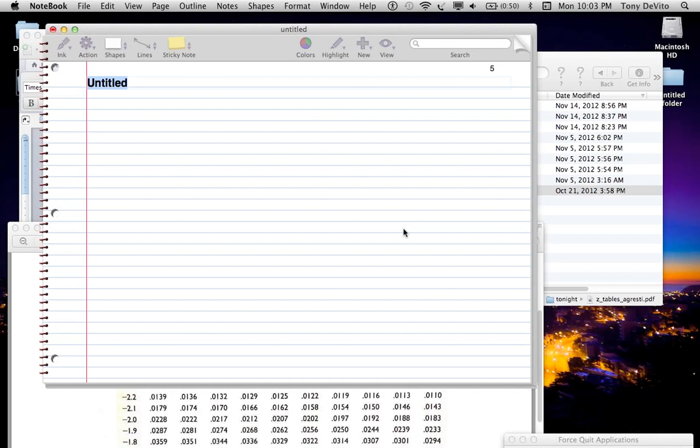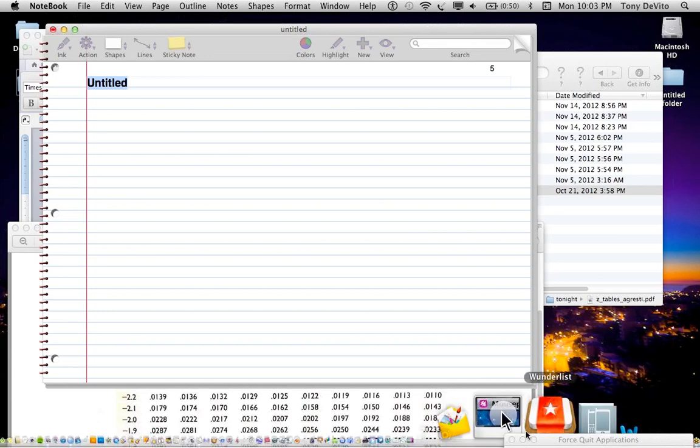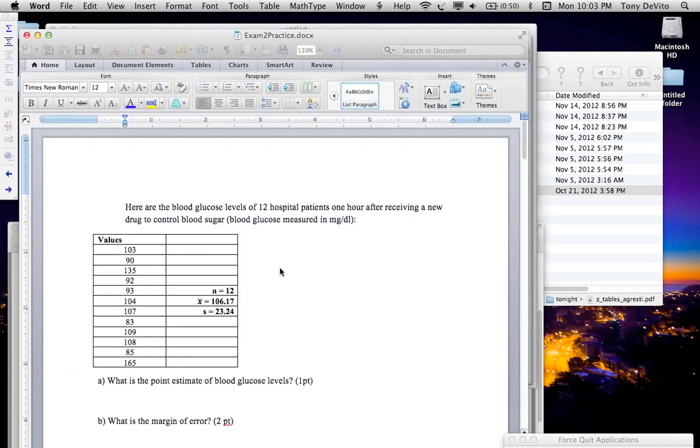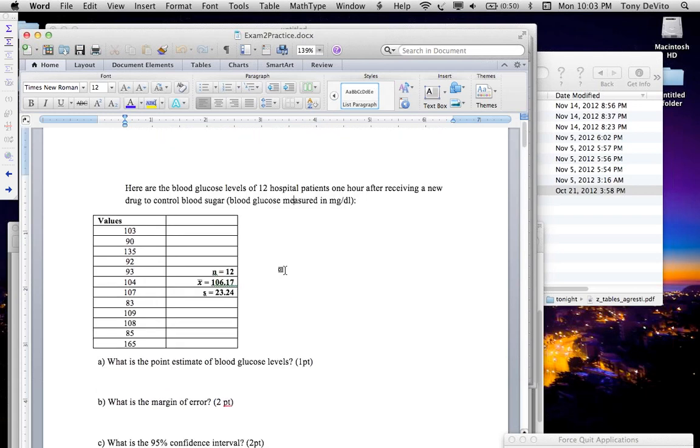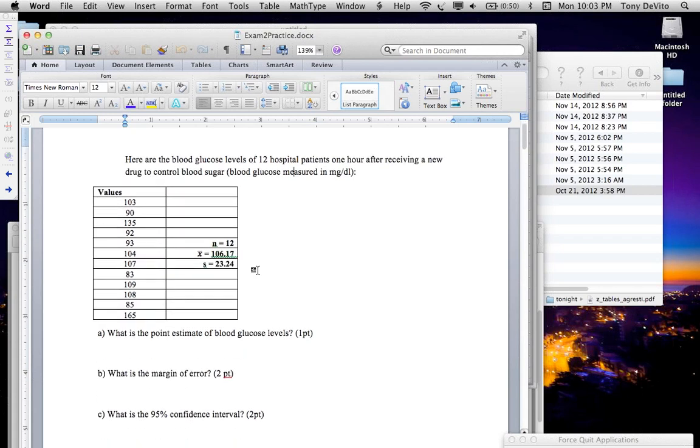I'm going to open up the first problem that was in the exercises for the exam 2 practice that's up on Blackboard. Okay, so I'm going to take a look at this first problem that's here, and it has a sample. Let's see how many there are. What's our sample size here?